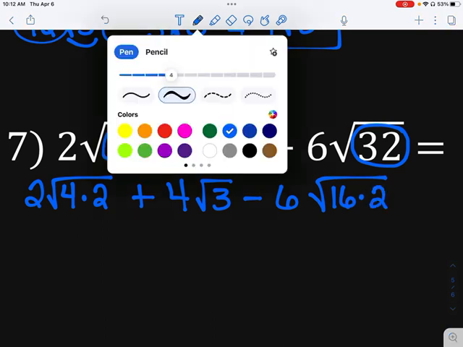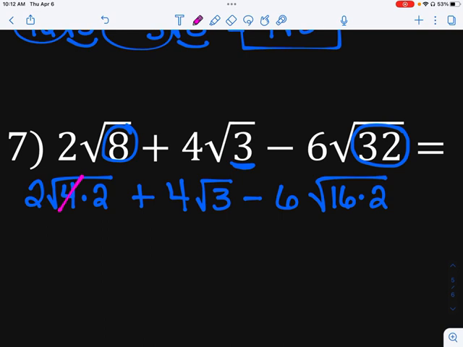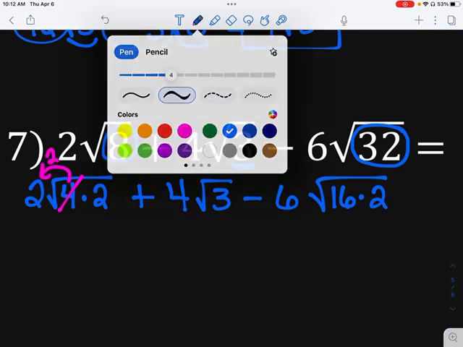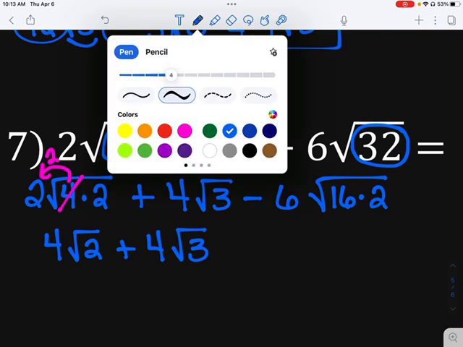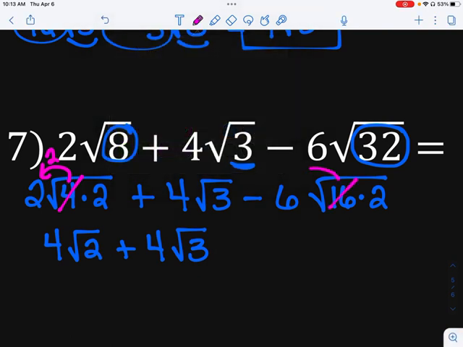So now I come back and I start to simplify these. So the square root of 4 is a 2. So I bring that out, and that's going to make it 4 square root of 2 plus 4 square root of 3. And then over here, I have 16, which is a 4. So I'm going to bring that out, times it to the negative 6. So that's going to give me negative 24 square root of 2.